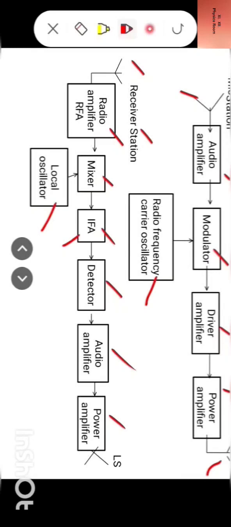For AM we have a detector, and for FM we have a discriminator. This is the only difference. Rest is same so far as block diagram of wireless communication system is concerned. Okay.